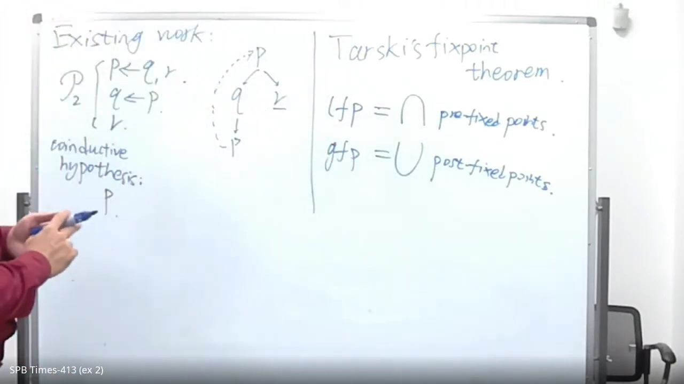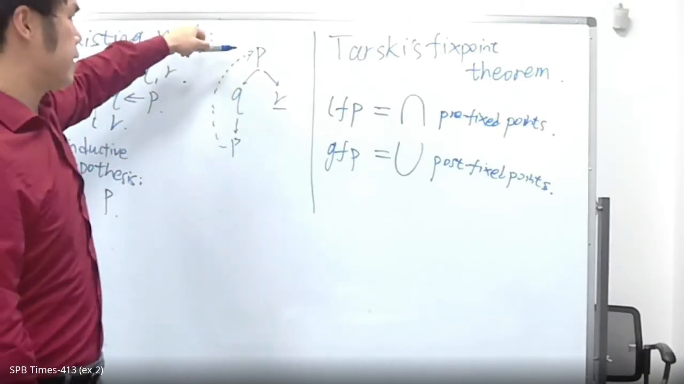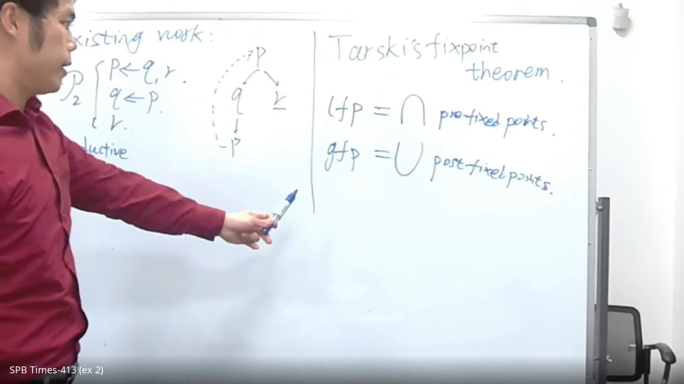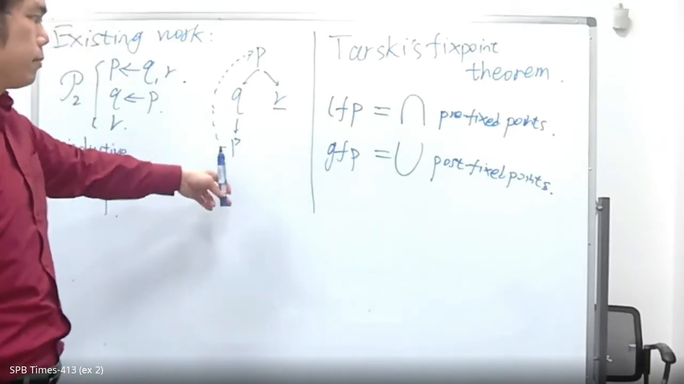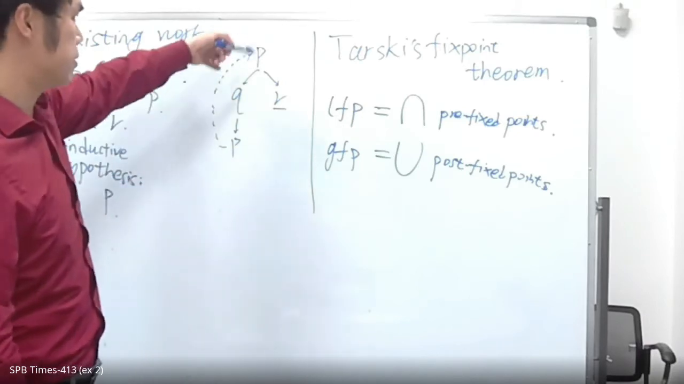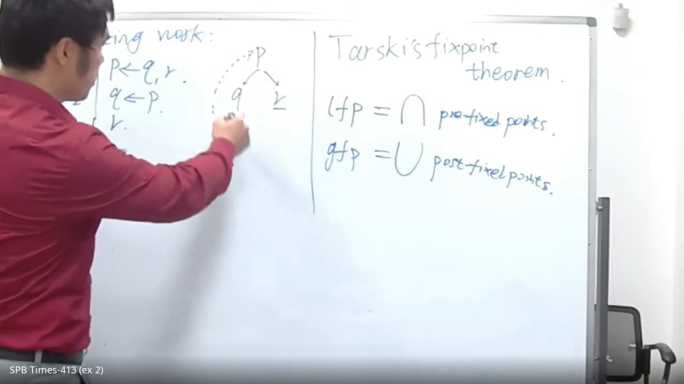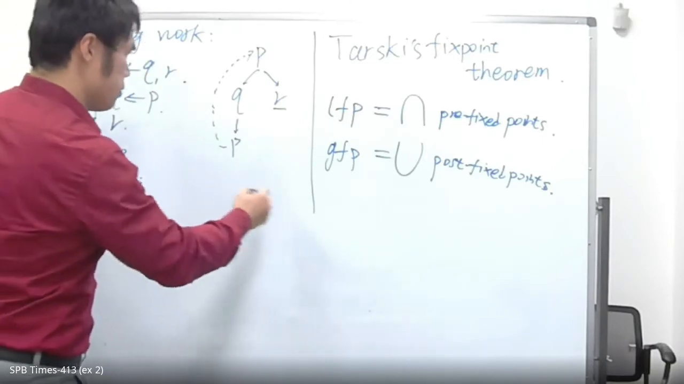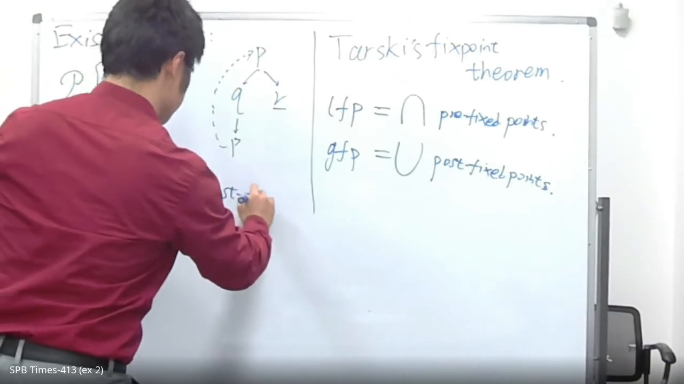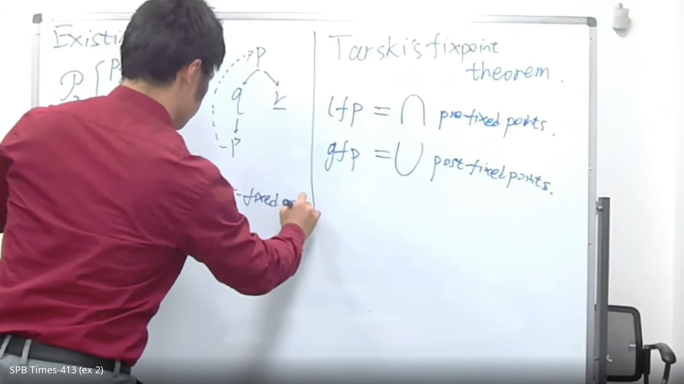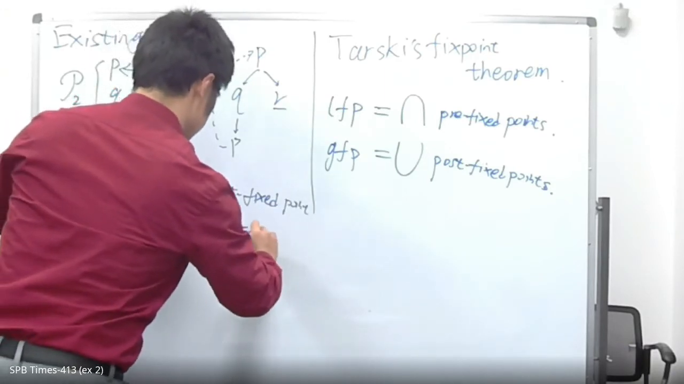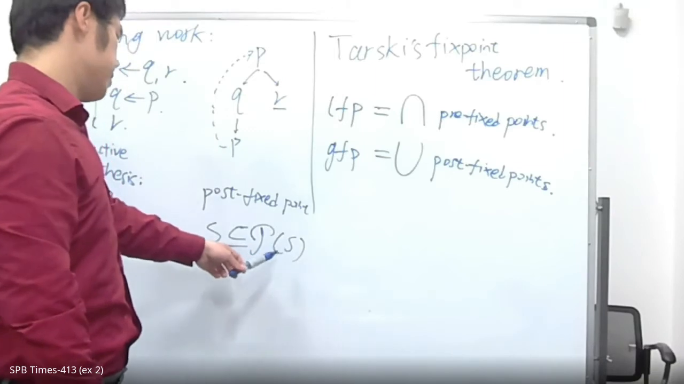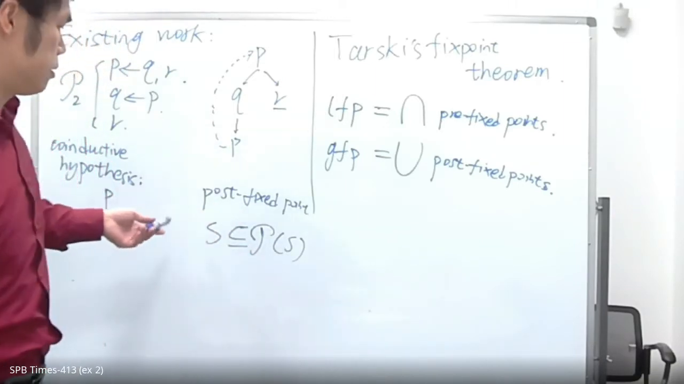For example, why this method is sound. It means to say this proposition is in the greatest fixed point. And to prove that it is in the greatest fixed point, we have to find a post-fixed point that contains this proposition. And this post-fixed point is actually all the propositions in this tree. What is a post-fixed point? Post-fixed means if you apply the operator to this set, you get a set that is larger than or equal to the original set.